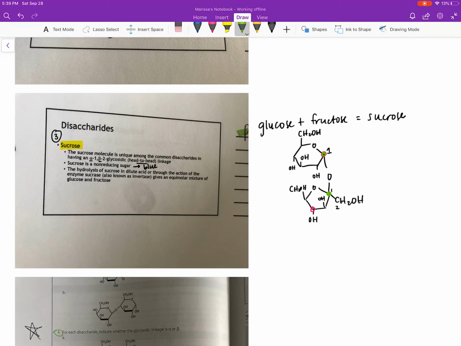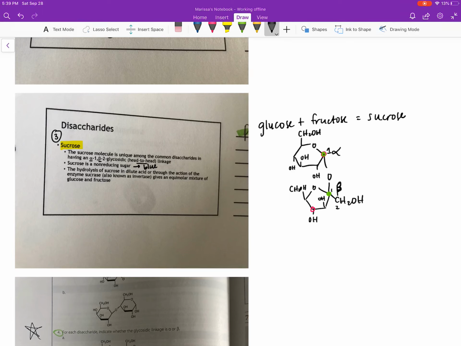If you look at the image in the book, it's kind of confusing because the numbers don't quite line up with the carbons, but hopefully this will help. So that's what makes it unique. And so they call it an alpha 1, beta 1. Okay.